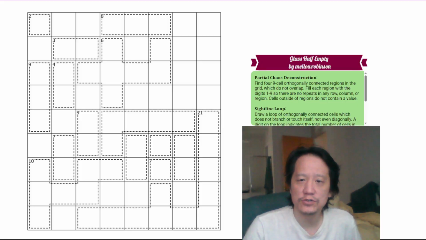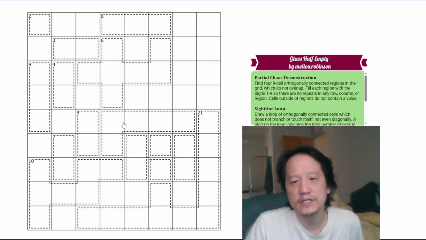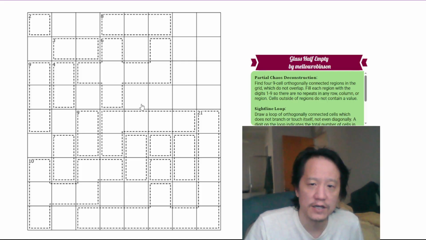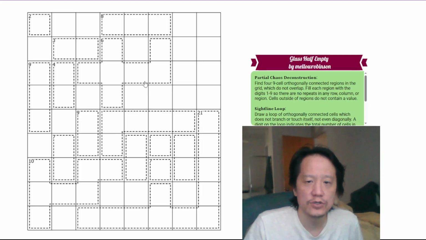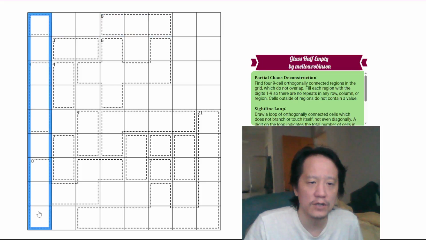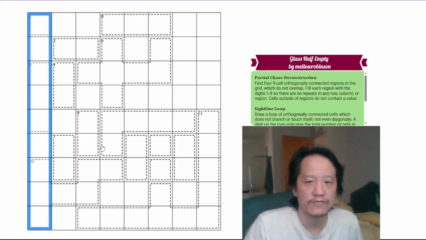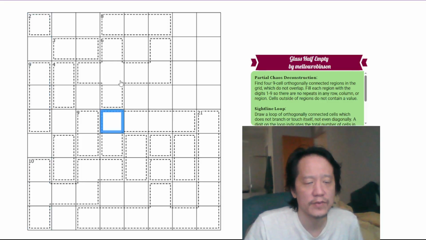And here are the rules. We have partial chaos deconstruction, where in the grid we need to find four nine-cell orthogonally connected regions, which do not overlap. We need to fill each region with the digits 1 through 9 so that there are no repeats in any row, column, or region. Cells outside of regions do not contain a value, or a digit, essentially.